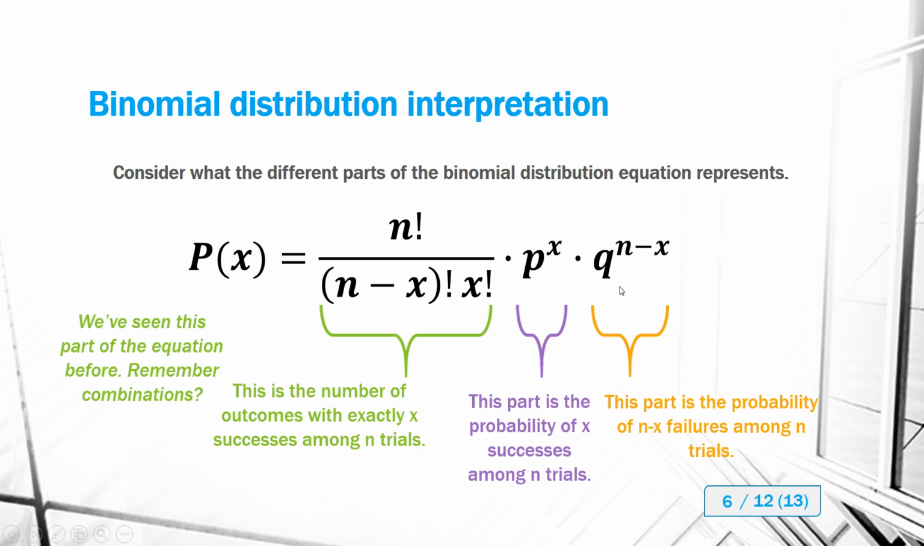So if we have, for example, 5 trials that end up with 3 successes, then we're going to take the probability of success, multiply it by itself 3 times, and then we're going to take the probability of failure, which is 1 minus the probability of success, and we're going to multiply it by itself twice, or 5 minus 3 times. So total number of outcomes times the probability of success for each trial that is successful times the probability of failure for each trial that is a failure.